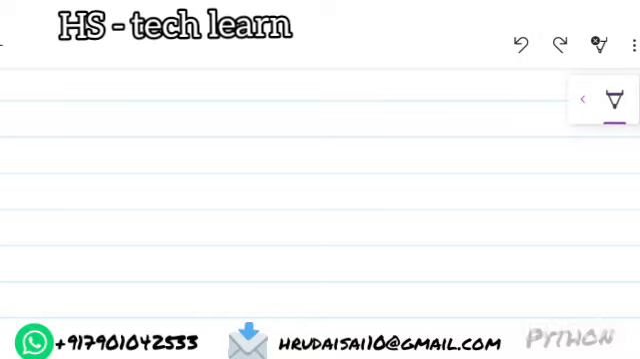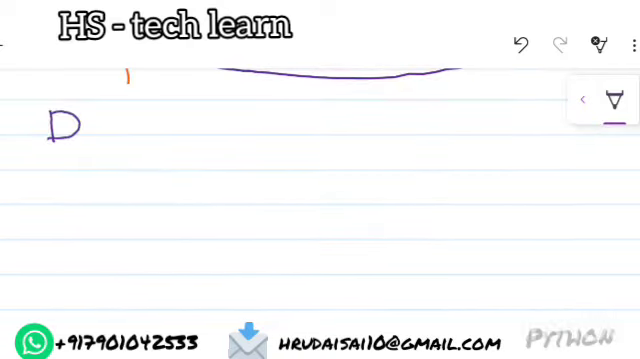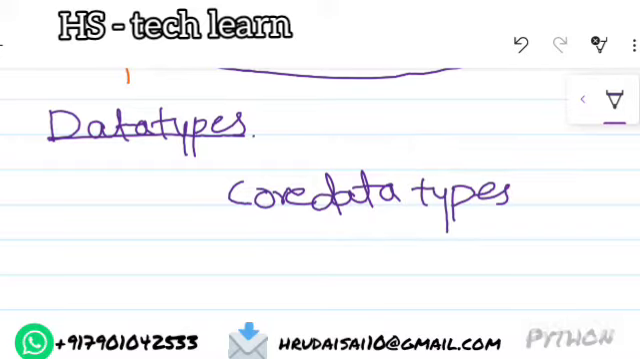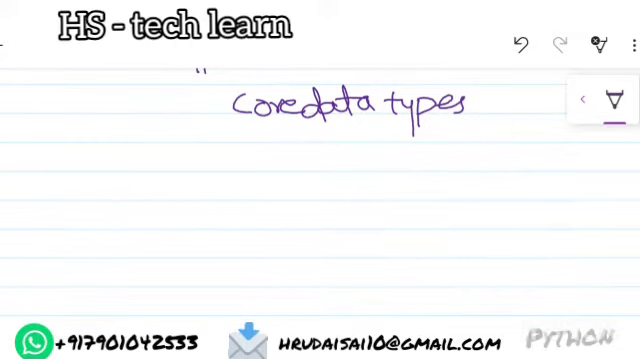So today in this video we are going to start data types in Python. So first we have to look at the tree diagram here. This is the most important thing. So first we will look into the core data types. We will look at the division.